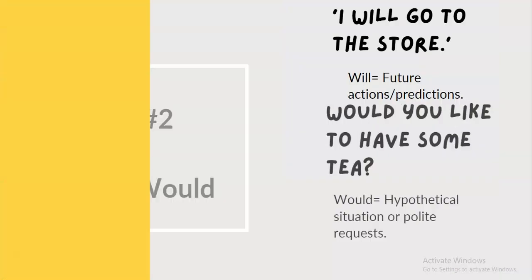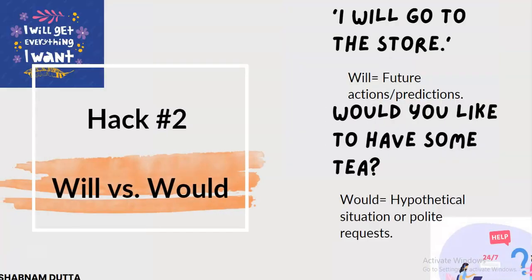Now let's tackle will and would. Will is for future actions or predictions, as in I will go to the store. Would is used for hypothetical situations or polite requests like, would you like to have some tea? Now, the trick is think of will as future certainty and would as a polite or hypothetical choice.